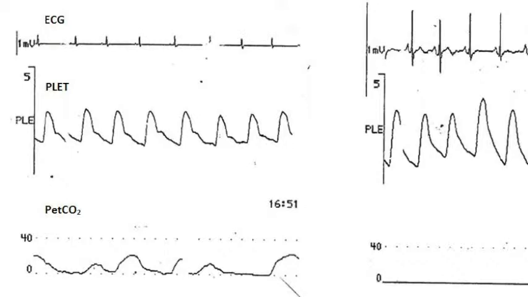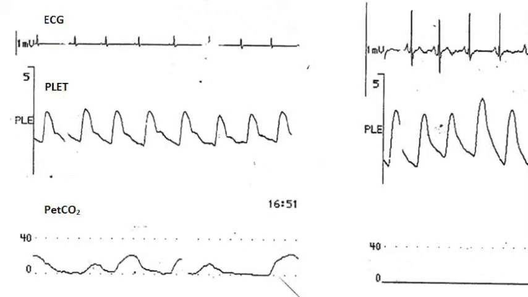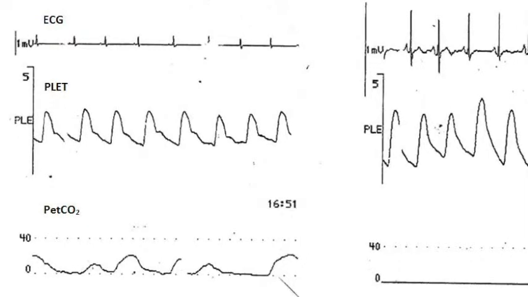Upper airway obstruction can also cause plethysmographic waveform variation. If you slow down the sweep speed of your monitor and examine the waveform of the pulse oximeter, you will see the respiratory variation. Indeed, one could argue that this should be the default display.